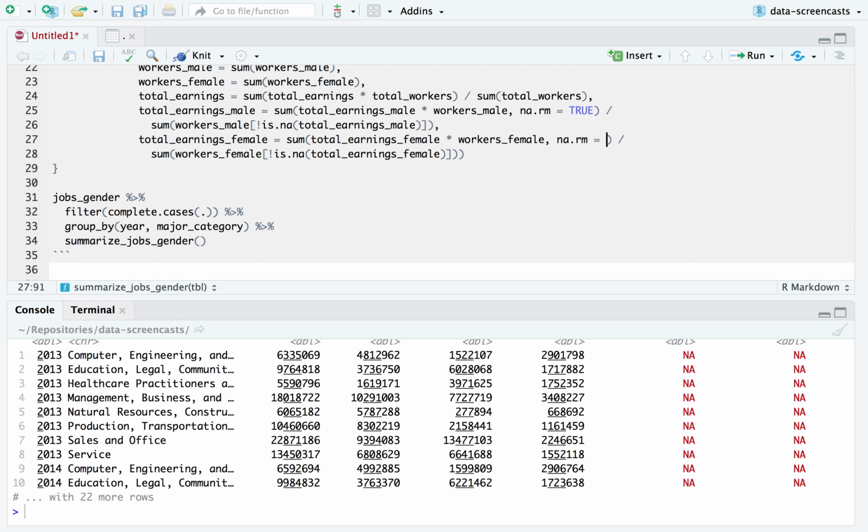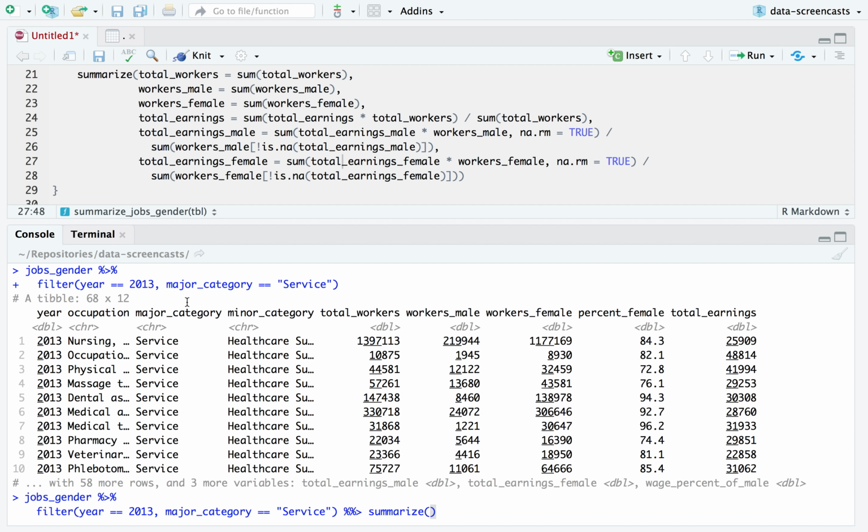All right, so I'm debugging now. I made a mistake here. Let's look for just year is 2013. Major category equals service. If I summarized it just into, let's say, this value, the numerator, I would get, oh, I see, okay, this value divided by the sum of, so that one field does work.